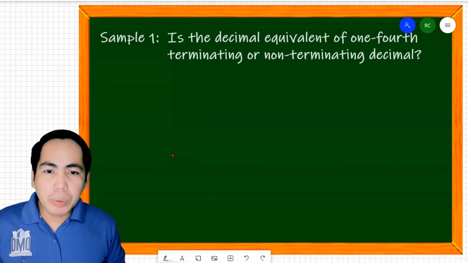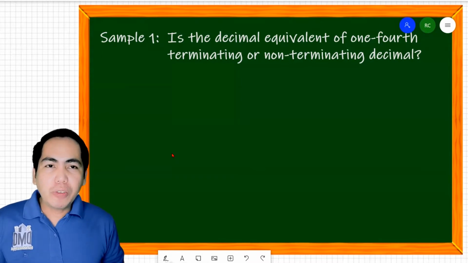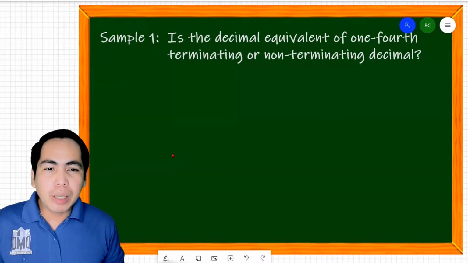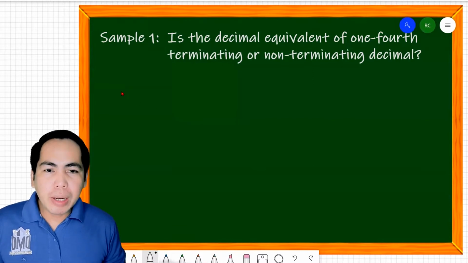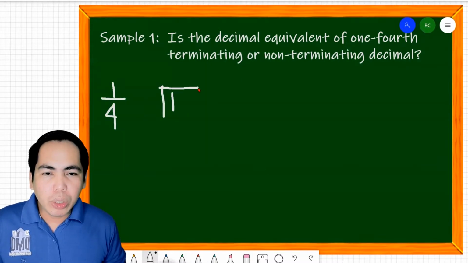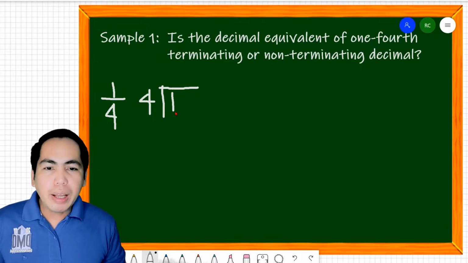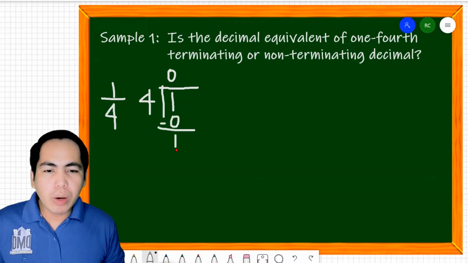Sample number 1: is the decimal equivalent of 1/4 a terminating or non-terminating decimal? The first thing that we are going to do is to get the equivalent decimal of the given fraction 1/4. For us to get the decimal equivalent of 1/4, we have to divide our numerator 1 by the denominator 4. So 1 divided by 4 cannot be, so we put 0 here. 0 times 4 is 0. 1 minus 0 is 1.